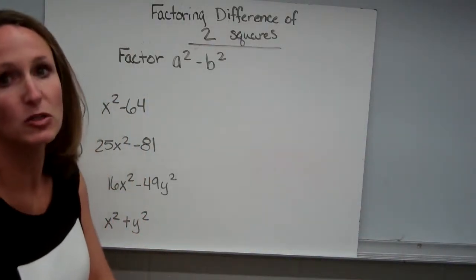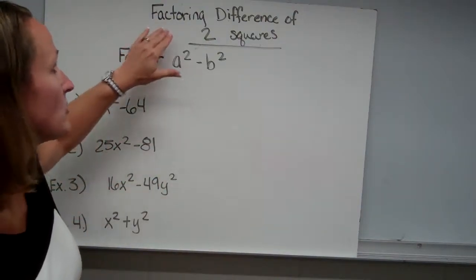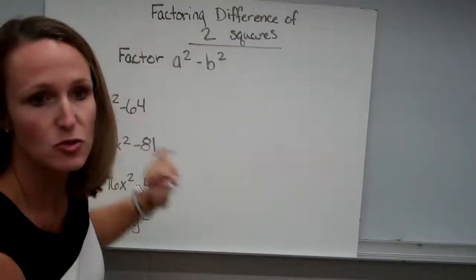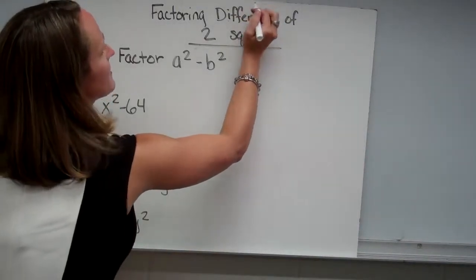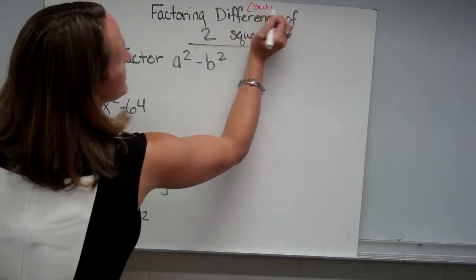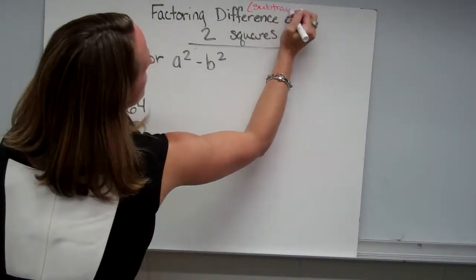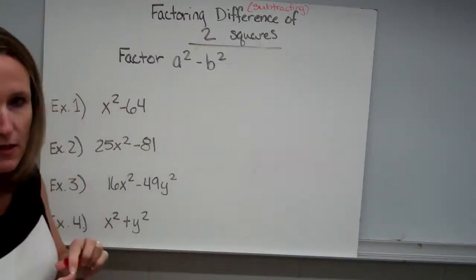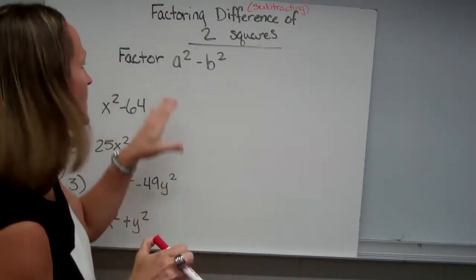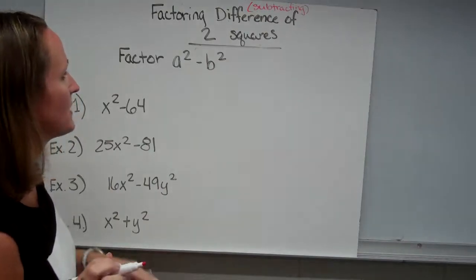In this video, we're going to look at factoring again. Only this time we're going to look at what happens when we factor the difference of two squares. Now, remember that the word difference means subtracting, because this rule that we're going to talk about only works when you are subtracting. So what happens if we want to factor a squared minus b squared?